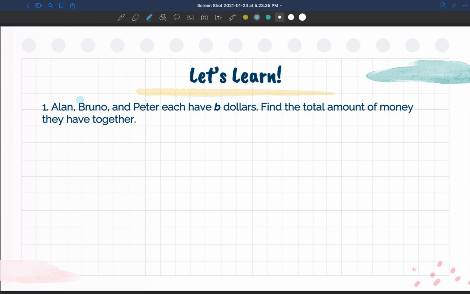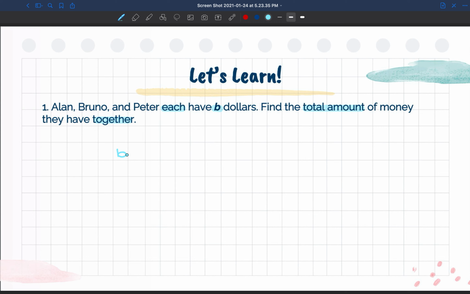Looking at number 1, it says Alan, Bruno, and Peter each have $B. Find the total amount of money they have together. So if we know 3 boys have B, which equals an amount of dollars, and we're trying to find out how much money in total they have. So we have 3 boys and they each have money. We're going to represent B as the dollars.